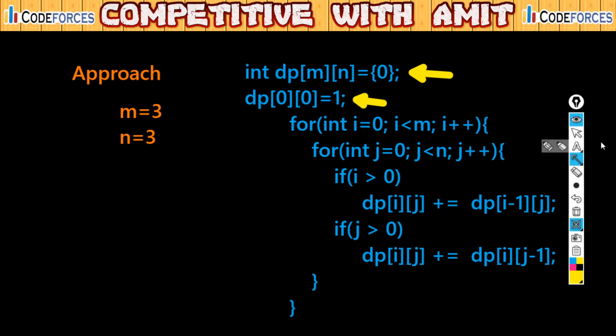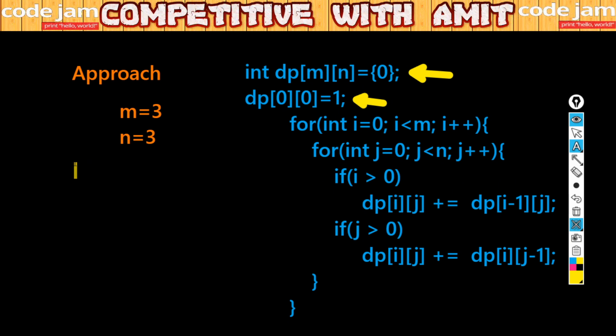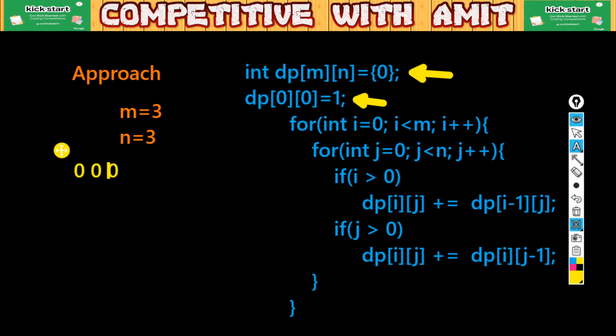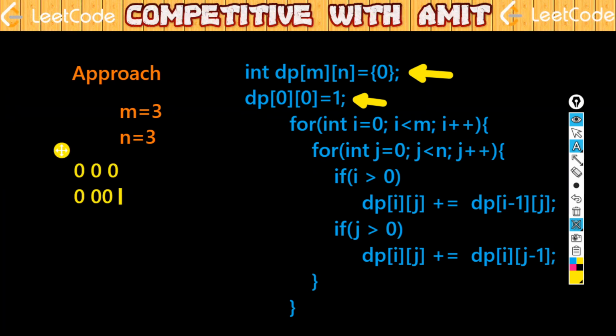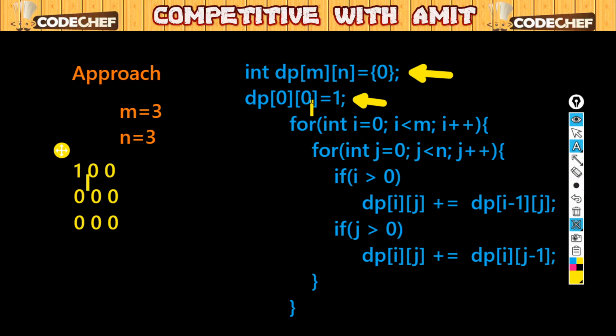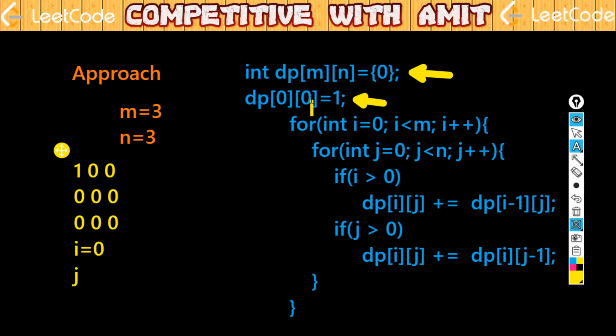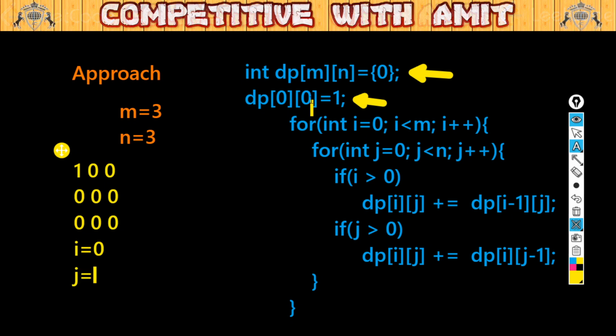First of all we will look at the variables, how we will initialize them. I have initialized this dp, and all of dp's values will be initialized with 0 initially. So dp will initially look like this, but after this second line this 1 will be there. Now we have created two more variables, i and j. i will initially be 0 and j will be 0.